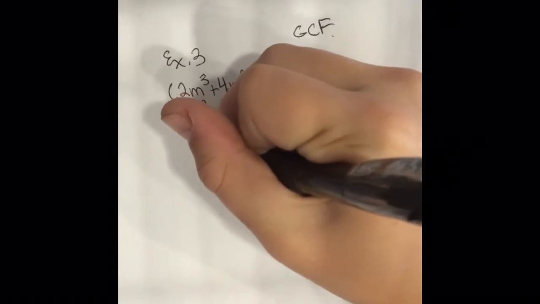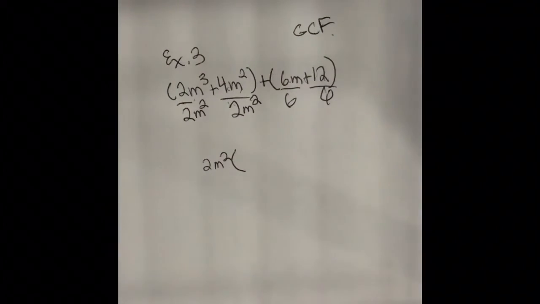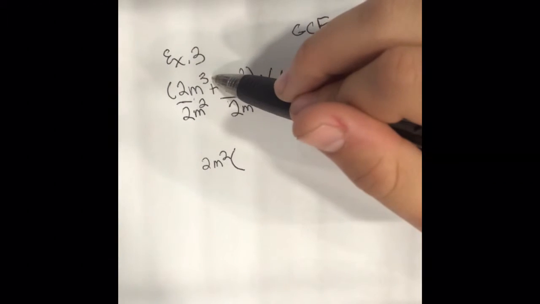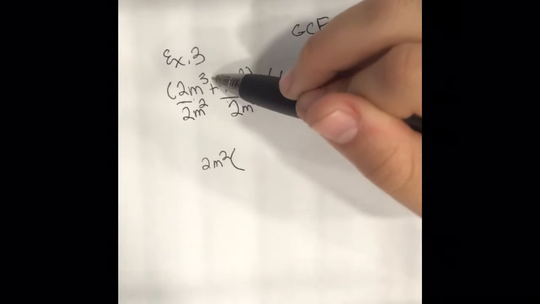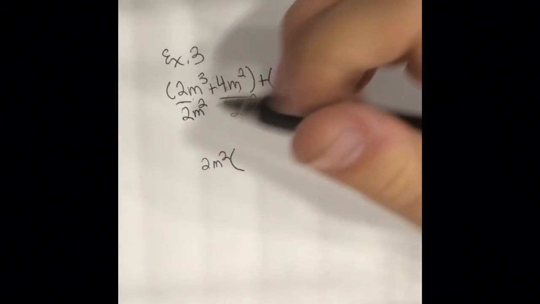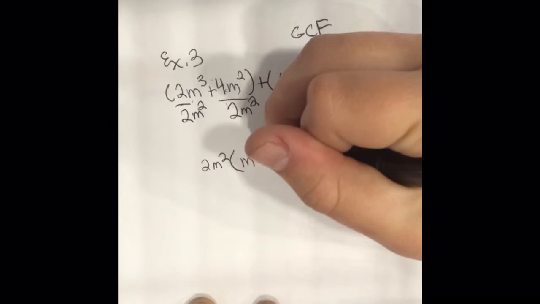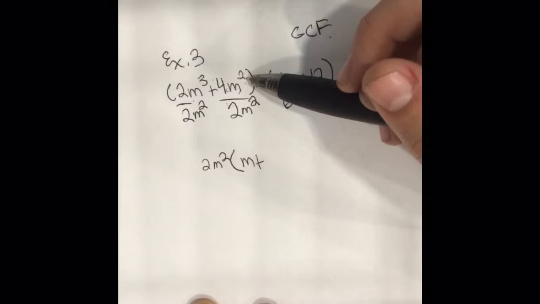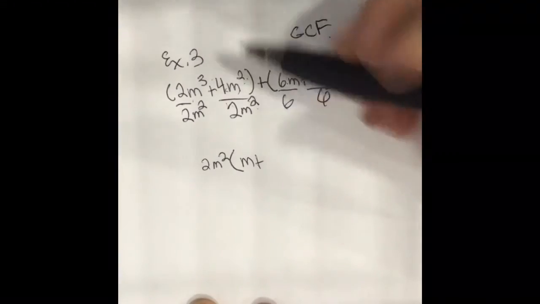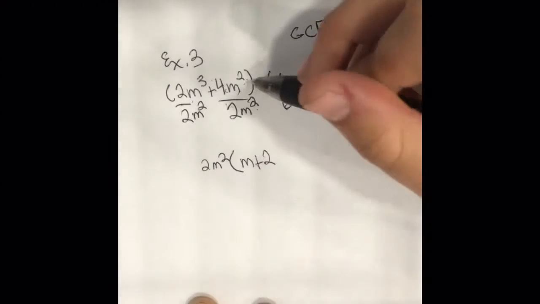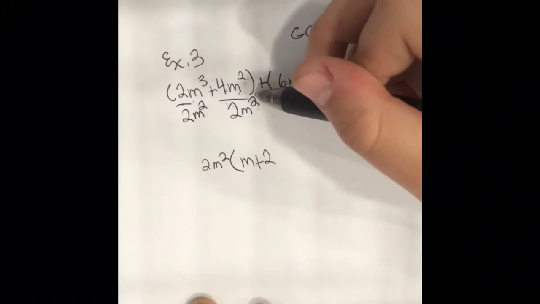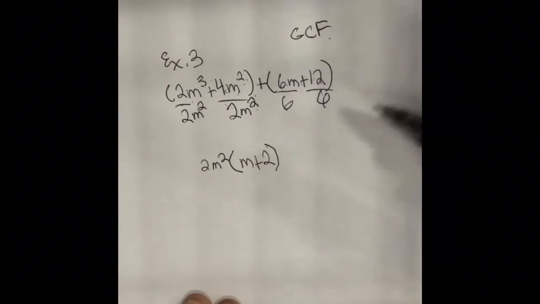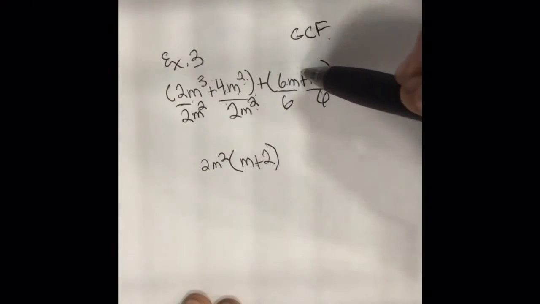So 2m to the 2nd, parentheses, and 2m to the 3rd divided by 2m to the 2nd would give you m, plus 4m squared divided by 2m squared would give you 2, because these 2's both cancel, which should result in no variable after the 2. And now we're on our second portion of the problem.